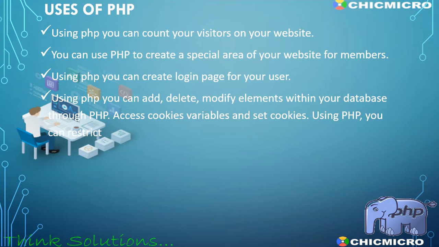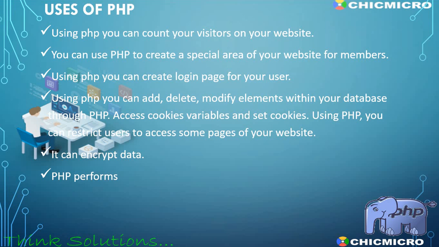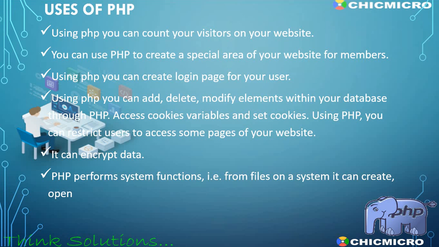Now, PHP can access information on a database. We can add to the database, we can delete from the database, or we can modify elements within the database. PHP can also restrict users from accessing some pages of the website or some information from the database. It can encrypt data, and PHP also performs system functions on files on the system. It can create, open, or read files. And all these things are what we call dynamic applications.